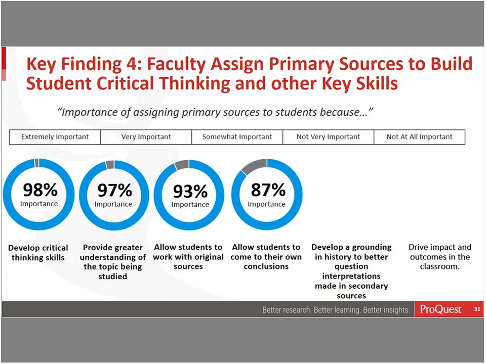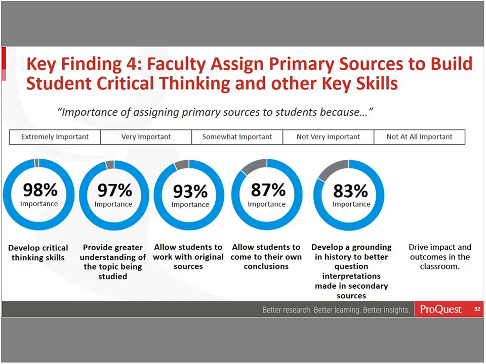The next highest answer response was to allow students to come to their own conclusions. As part of the research process and in the development of these critical thinking skills, students will use primary sources to challenge their assumptions, broaden their perspectives, and come to their own conclusions about an event, a person, or an issue being studied. Of the 87% importance here, 50% of the faculty felt this was of extreme importance.